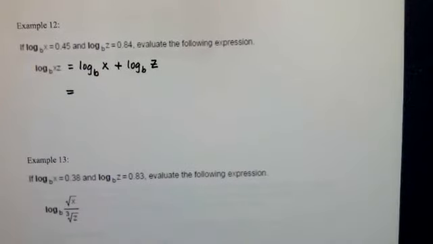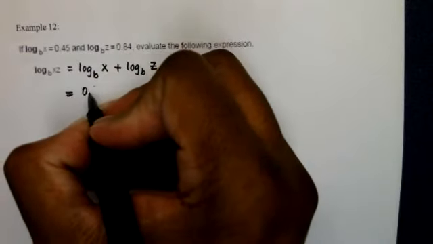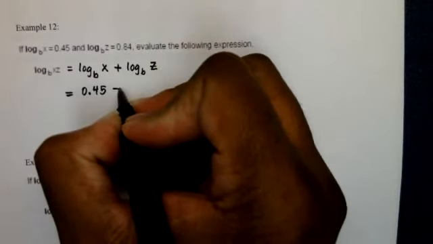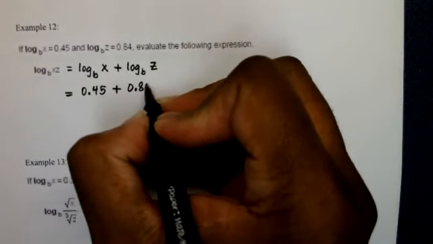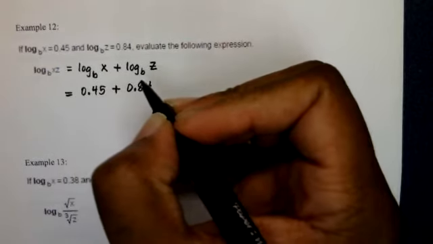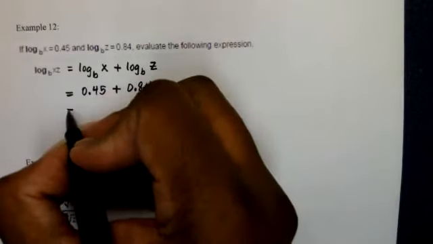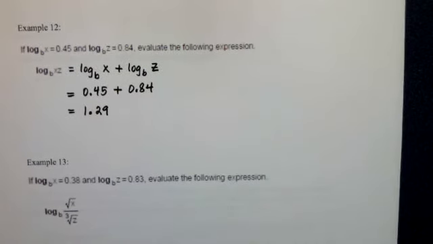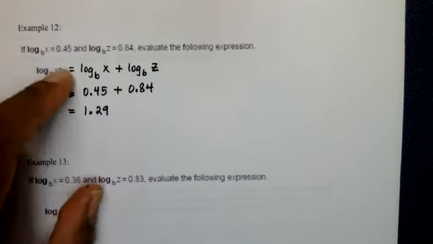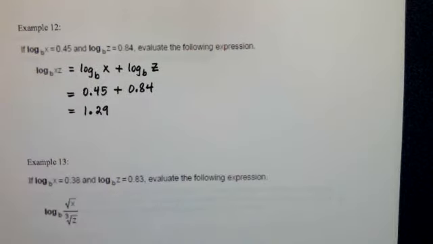And then we substitute. Log to the base b of x is 0.45 plus log to the base b of z was 0.84. And then 0.45 plus 0.84 would end up being 1.29. So log to the base b of x times z ends up being 1.29 based on this given information.